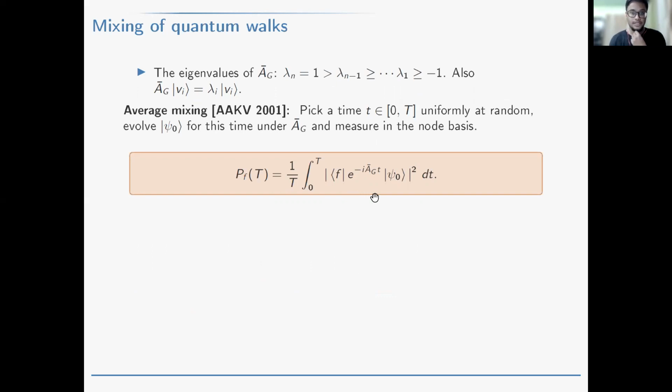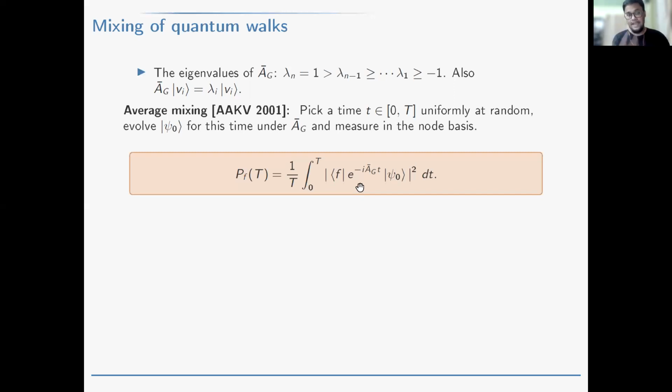Now, again, this is unitary, right? Just this bit, e to the power minus i AG t psi 0, you're just applying a unitary matrix, and as I mentioned, you would never really have a mixing process because quantum evolutions naturally are unitary. So what you do is you change slightly the definition of how you define mixing.